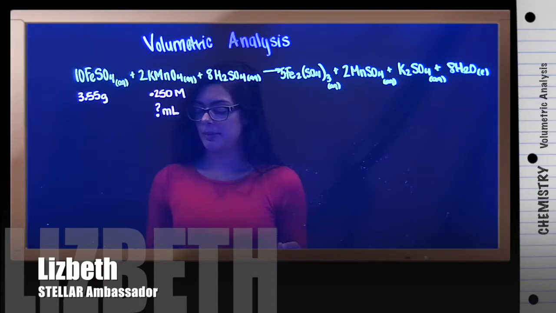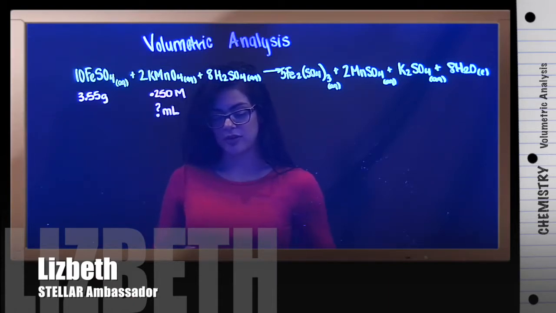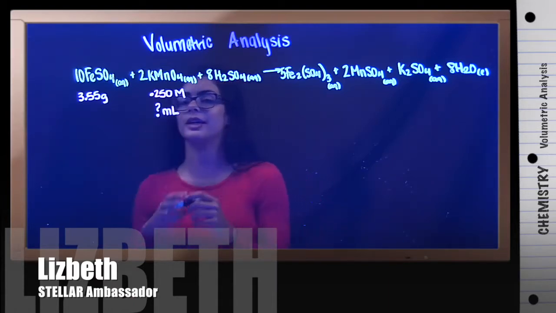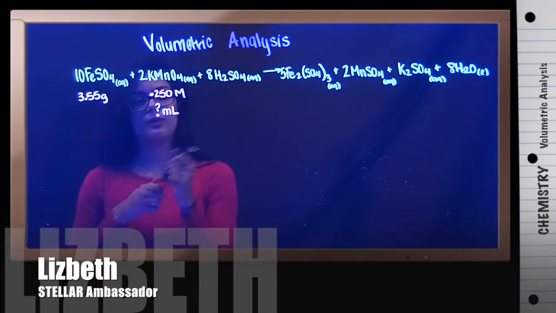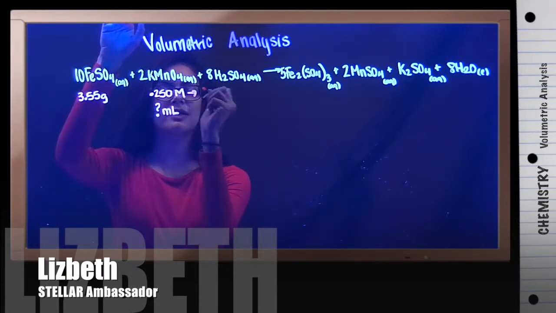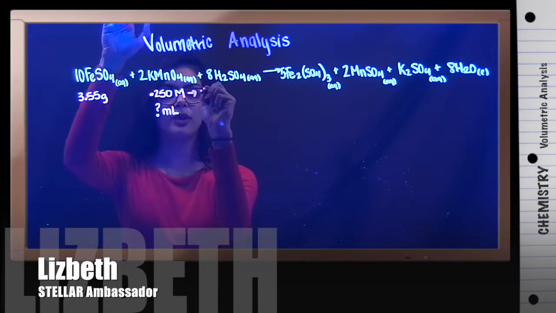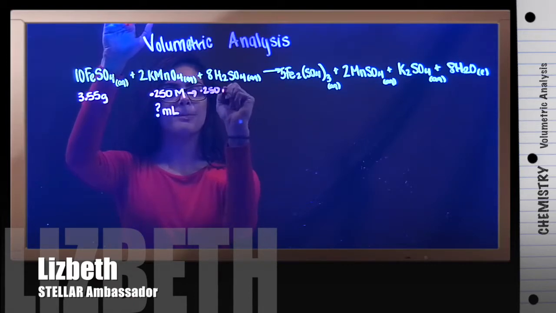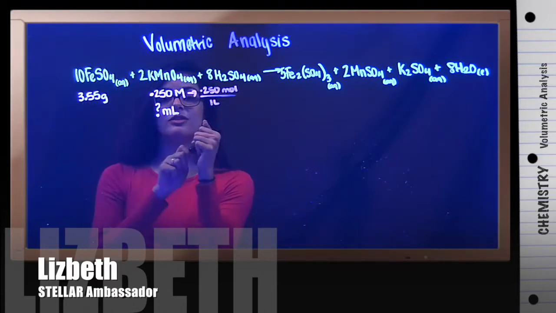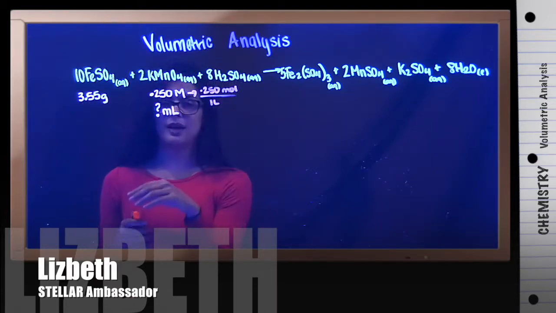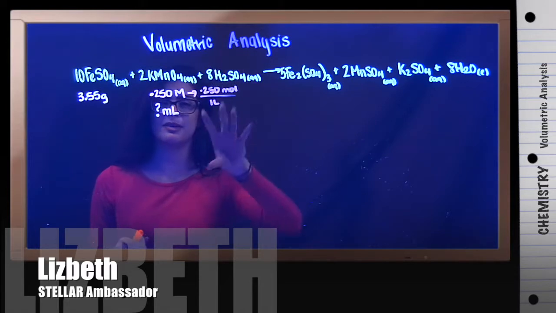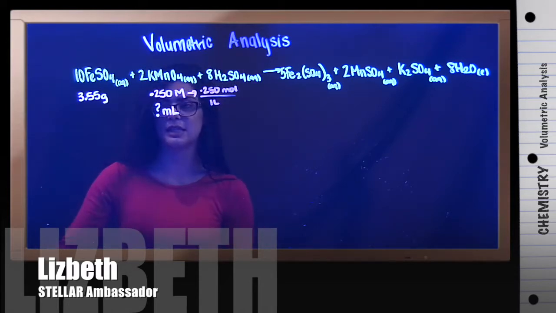So the first step is to remember what molarity stands for. Molarity is also, we can say, just moles per liter, right? So that means I have 0.250 moles in 1 liter of this solution. This is going to be very important as we go along with this problem, because this is going to be a very important conversion factor for us.